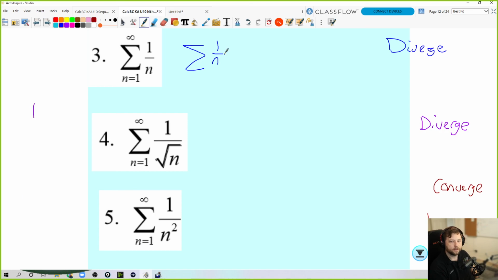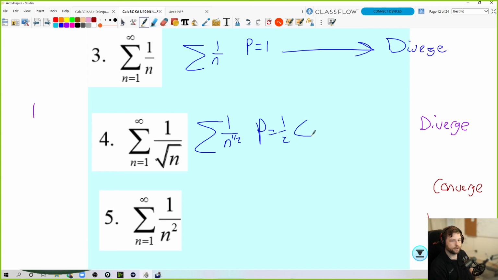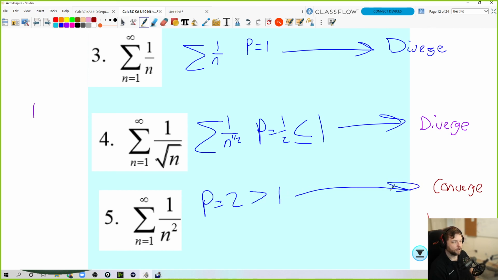Take this first one, 1 over n. In this case, my P equals 1, and that means it's going to diverge. This one is 1 over n to the 1/2 power. My P equals 1/2, which is less than or equal to 1, so we diverge. In this case, my P equals 2, which is greater than 1, so we converge.